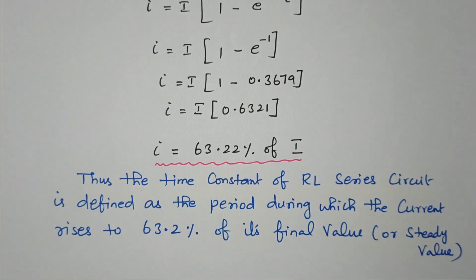63.2 percentage of current reaches. That is called the time constant of the RL circuit.